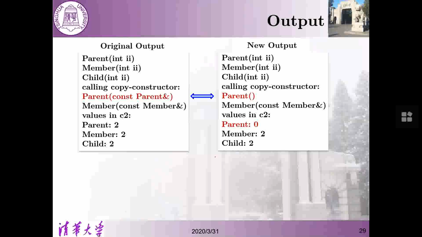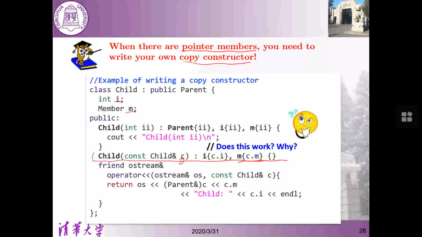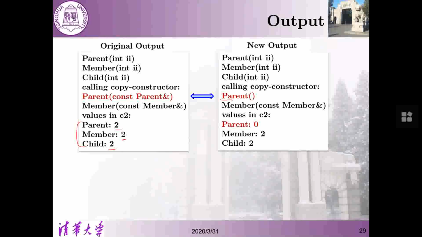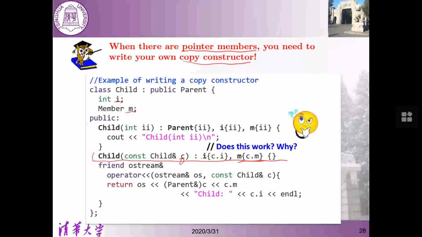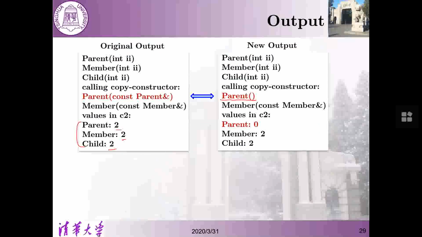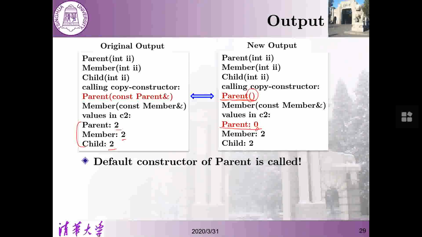Actually, it does not work. Originally, we know that this is the output. If the compiler generates one for us, we get the correct answer. Values are correctly copied. However, if we use this version of the copy constructor that we define, then the output is like this. Because here we did not provide how to copy the parent part, the parent object. So our defined copy constructor will call the default constructor with no parameters. By calling this default version of the parent constructor, the value is assigned 0. So this is wrong. This is not what we want.